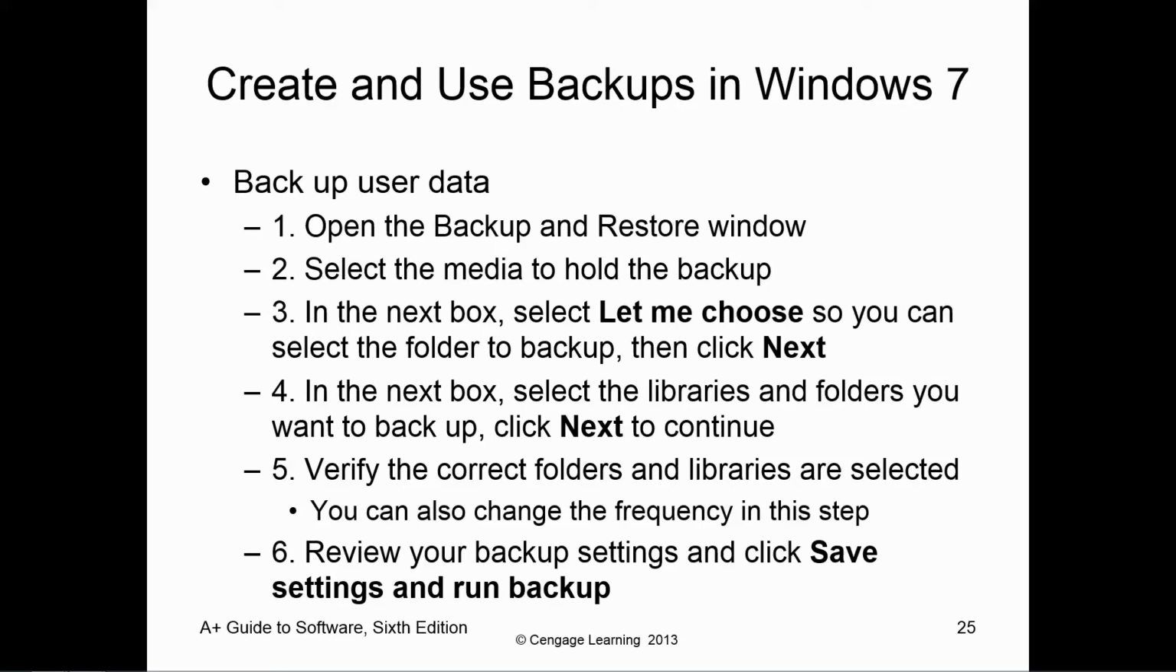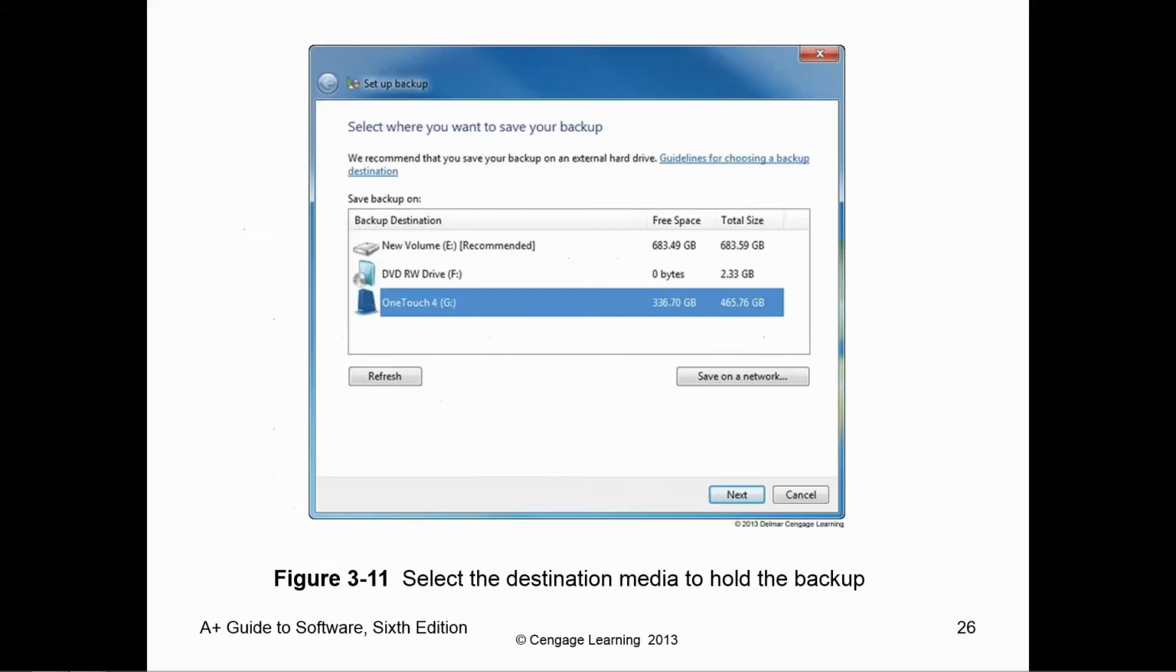Normal places of data are the user's data folder, because it holds all the user data, or any of the other folders that you might have created yourself. You can also select the libraries and folders you want to backup. Once you do that, you click Next, and it will actually ask you if you are sure you want to backup these files, and then you can say yes and run the backup itself.